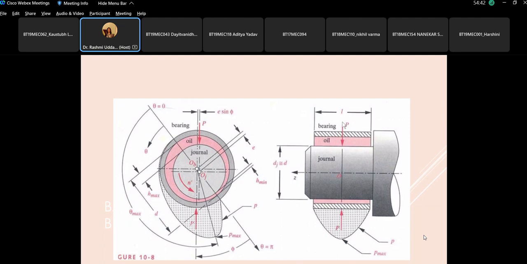So what is the significance of L by D ratio? Well, we are coming to it. Along the length, this is how the pressure is distributed: minimum pressure at the ends, maximum pressure at the middle point of the length.